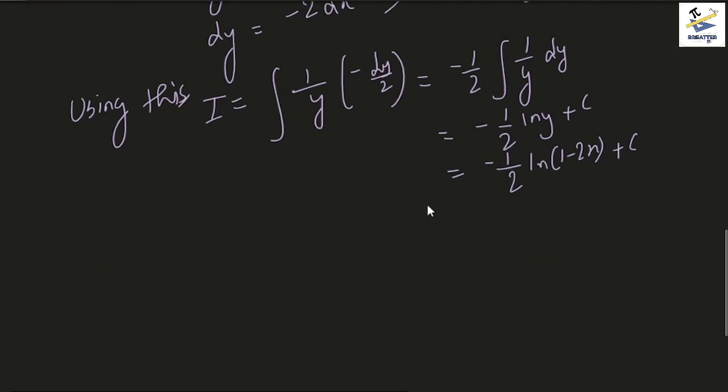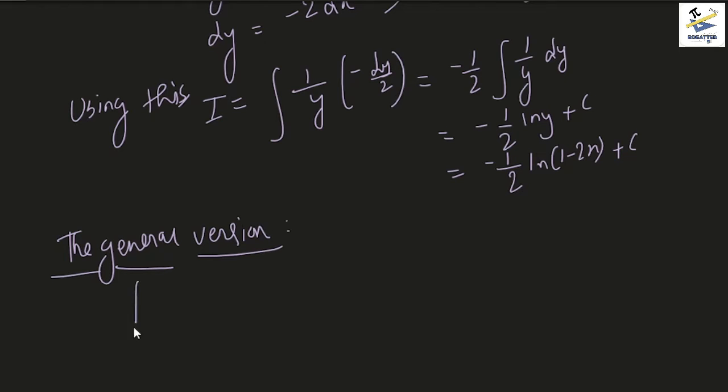So this is what we call the method of substitution. We'll see a lot more examples in the coming sections, obviously. So the general version for this type of integral is dx by ax plus b, and you can evaluate it. So let us name it as I.